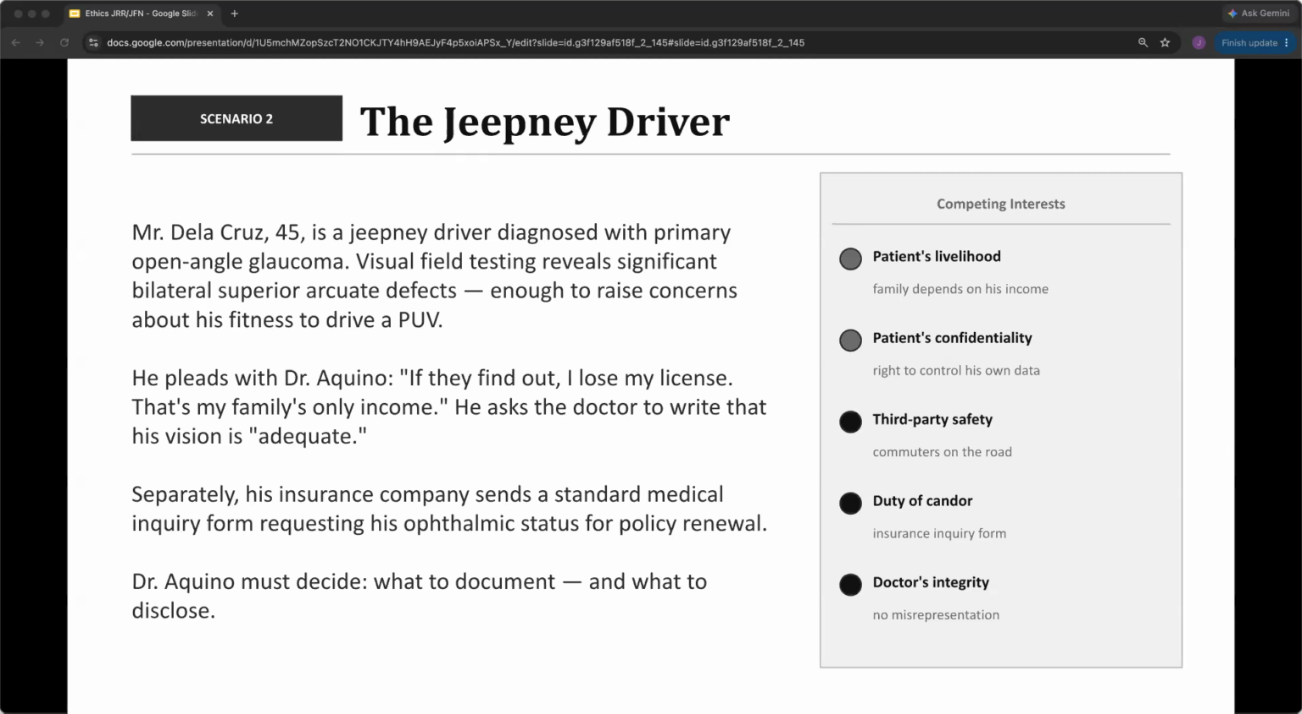There's the patient's livelihood and financial security, his right to confidentiality. However, on the other hand, we have the safety of the passengers and the public also, the physician's duty to provide truthful medical information, and the physician's professional integrity. Unlike our first case, there is no simple solution, and any decision may have significant consequences for the patient, the public, or the physician. This is where ethical decision making becomes challenging. Not because the right principles are unclear, but because multiple principles point in different directions at the same time.